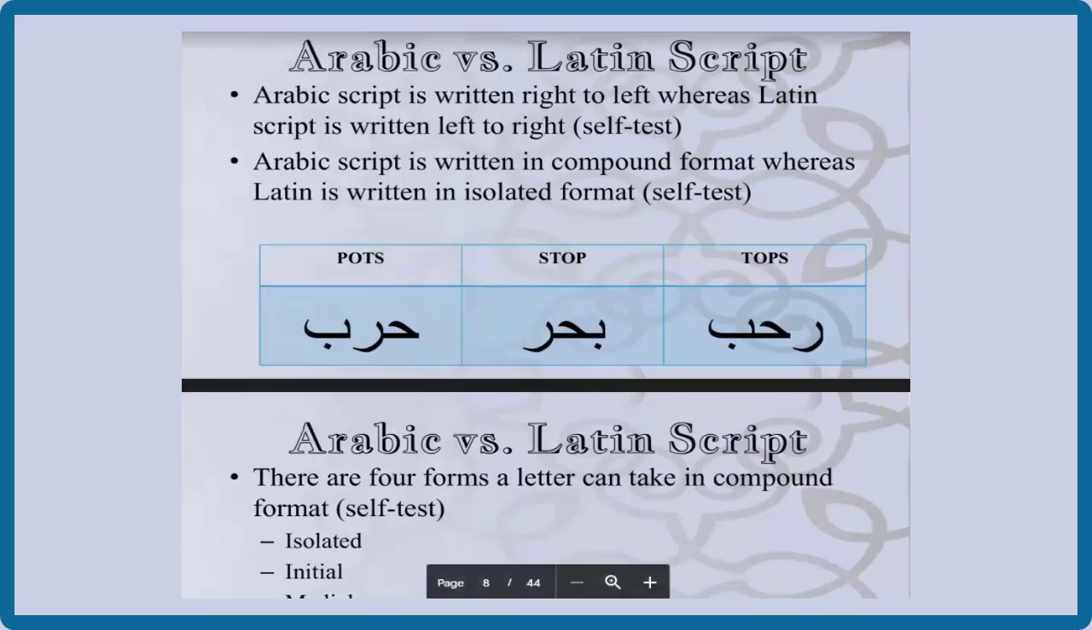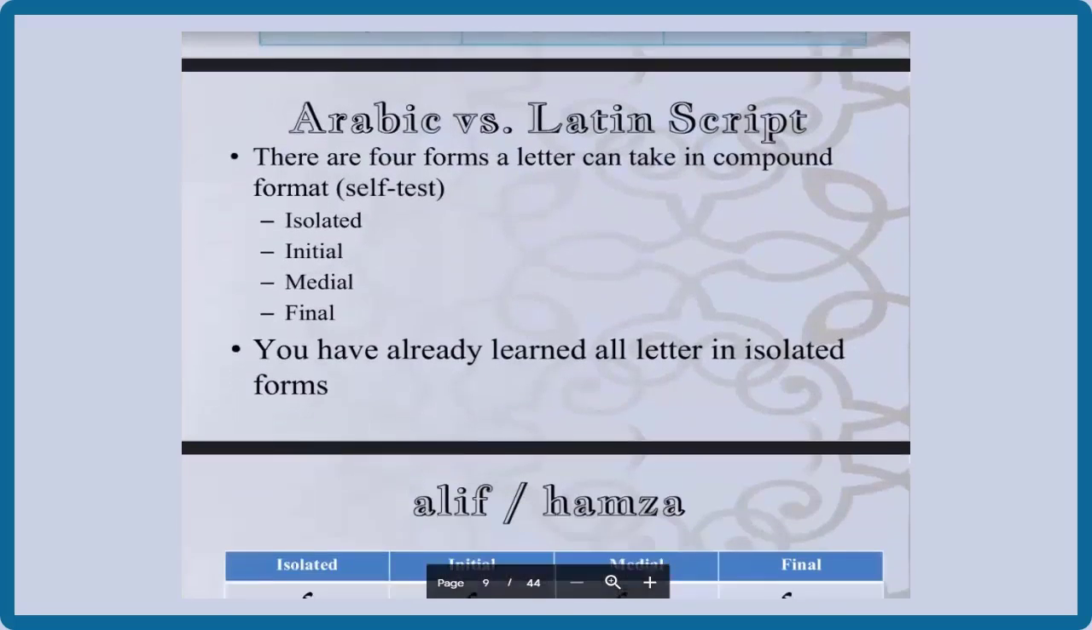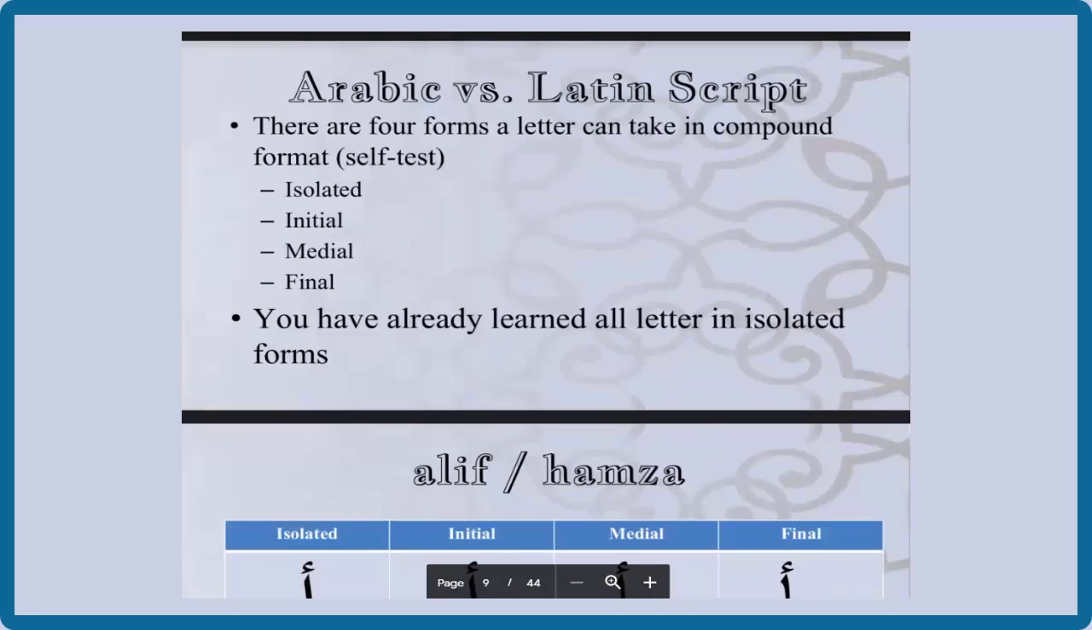So here we will today inshallah read what would be the different shapes and forms of Arabic alphabets when they appear in different connecting forms, right? So there are 4 forms a letter can take in compound format. Number 1 is isolated, initial, medial, and final. Okay. And whatever we have learned before, like the Arabic alphabets, they all were in isolated forms, right?